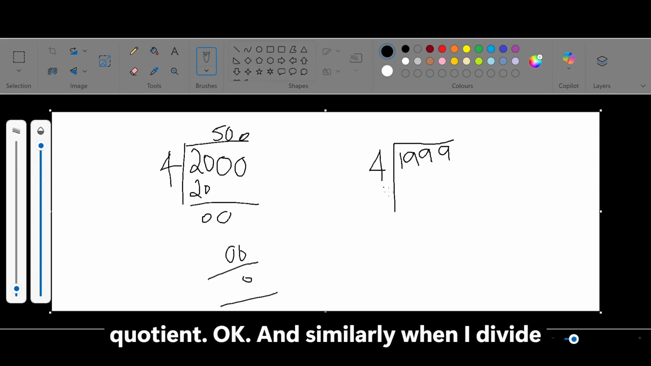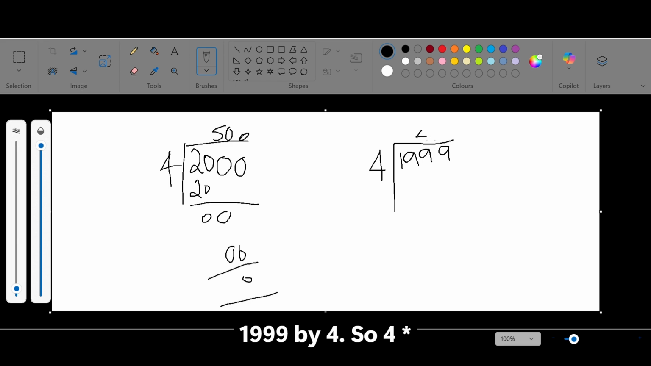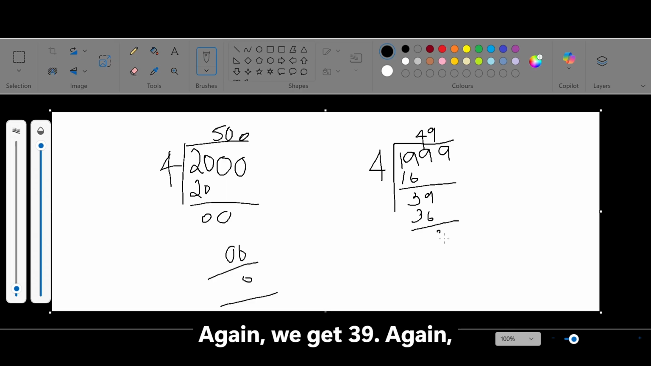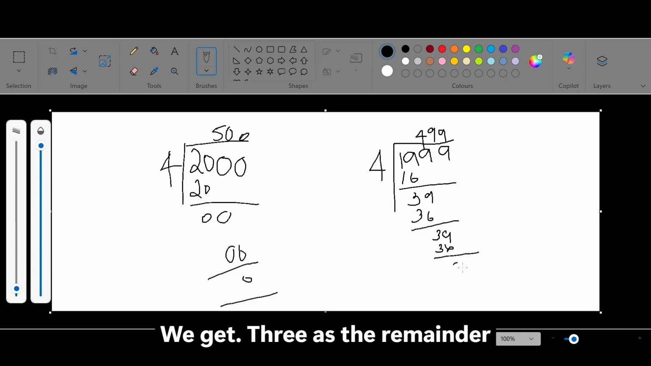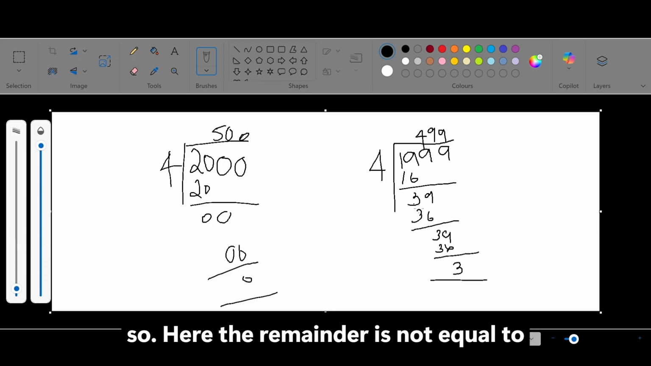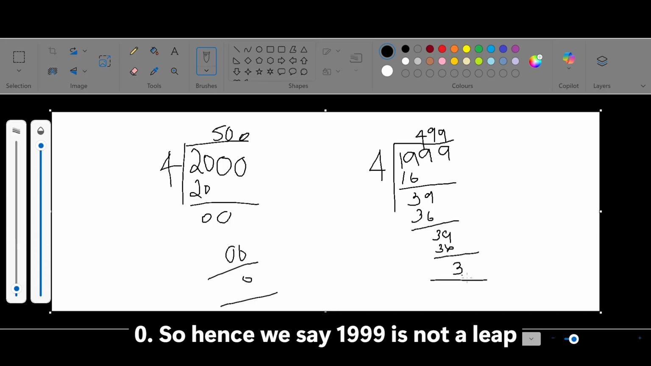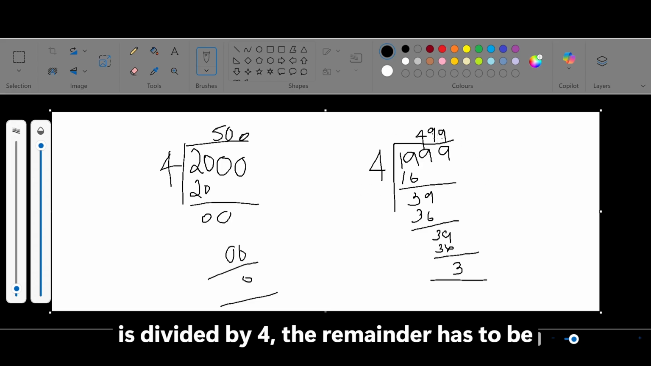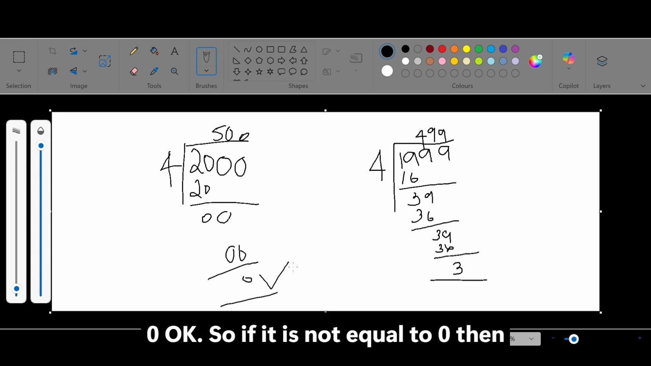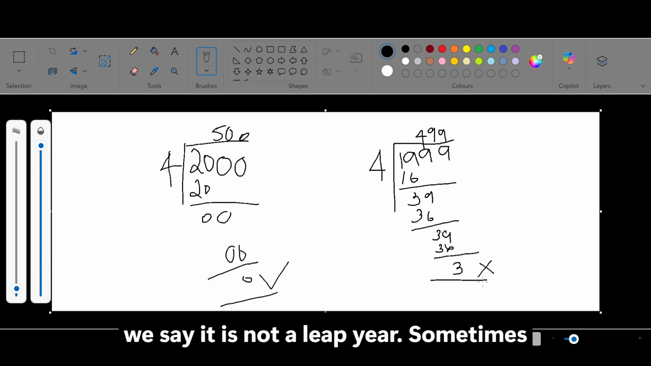Similarly, when I divide 1999 by 4, 4 times 16, so we get 3 here, 9, then 9 times 36, again we get 39, again 9 times 36, we get 3 as the remainder. So here the remainder is not equal to 0, hence we say 1999 is not a leap year. So when the year is divided by 4, the remainder has to be 0. If it is not equal to 0, then we say it is not a leap year.